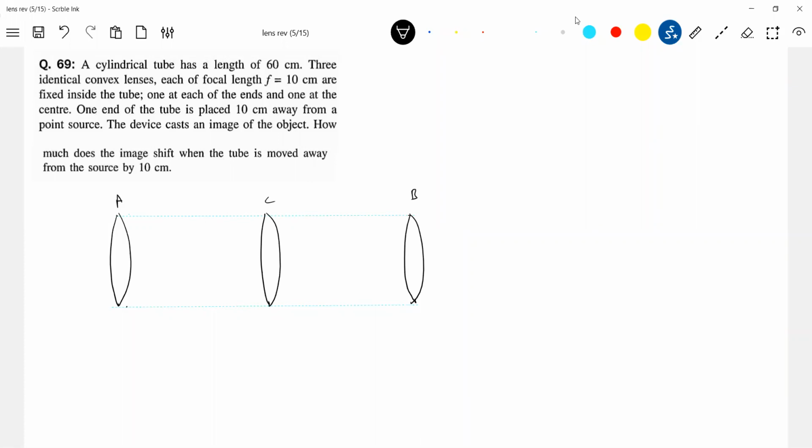One end of the tube is placed 10 centimeter away from a point source. Here is the point source. It is at what distance? 10 centimeter. The total length of the cylinder is 30, with a midpoint. All lenses have the same focal length. Focal length of all the lenses are the same. FA equal to... I will write the names above.